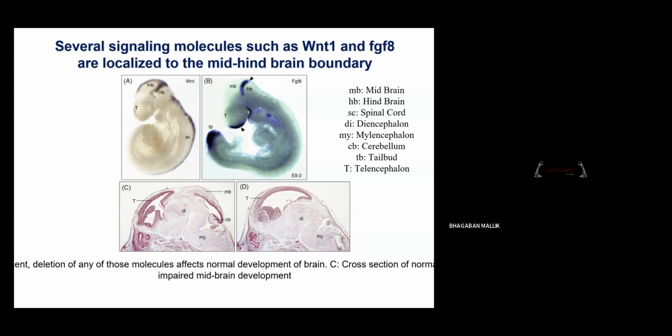Everything is there in the normal mouse embryo. But when there is a mutation of Wnt, or when you restrict the expression of Wnt, you can see that you have loss of the midbrain and cerebellum in the mutant mouse embryo. This suggests that in the organizing center, the signaling molecules FGF8 or Wnt1 are required for the development of the midbrain, or the development of the brain.